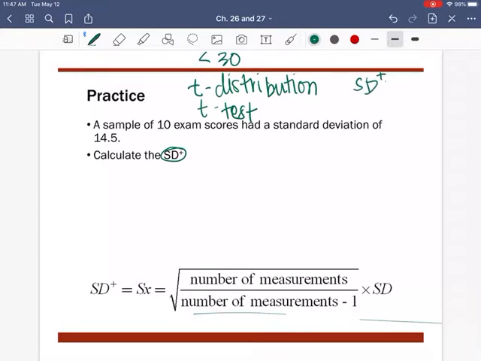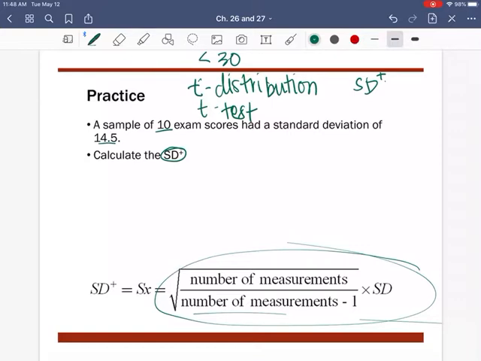So this is when we're using a t-distribution or a t-test. We use it because the sample size is smaller than 30. If you've got a sample size that's smaller than 30, you're going to use the SD plus. And the way I remember that is plus and t are the same symbol. So we've got this standard deviation plus, which is calculated with that formula right there.